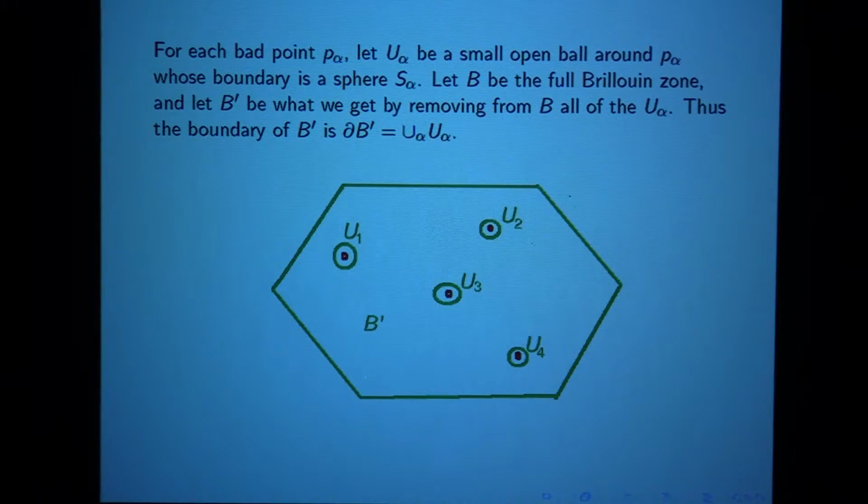And it's true that in the picture, it looks like B prime has other boundaries, but those boundaries are really glued together. So B prime doesn't have boundaries there. Right? The boundary of B prime is only the S's, these little green spheres, which are boundaries of U's, but also they're boundaries of B prime.